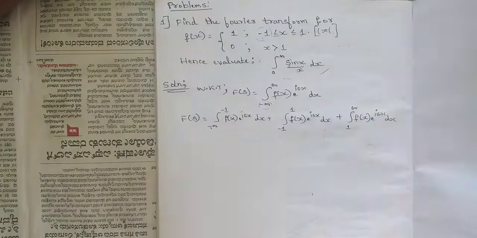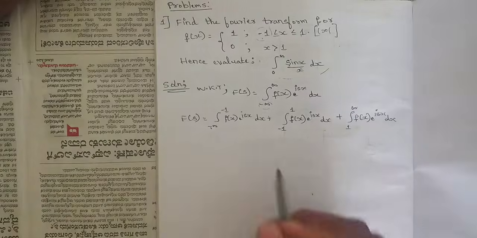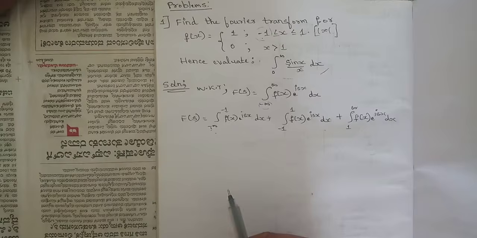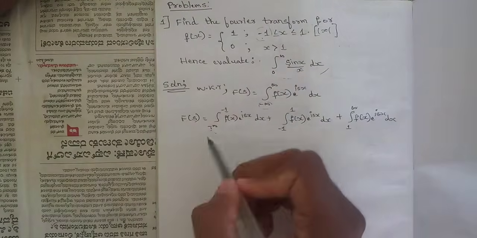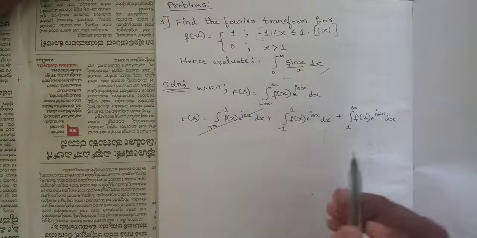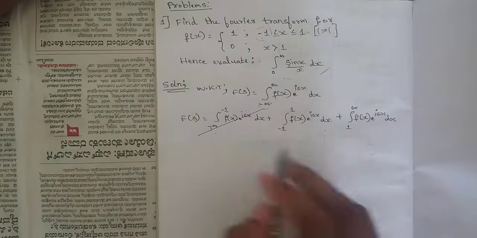Now how to solve this? If you observe the integral from minus infinity to minus 1 carefully, there is no f(x) value given for this interval, right? So we can neglect this part while doing the sum.